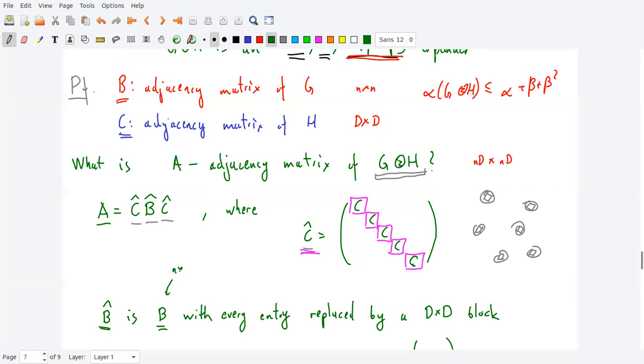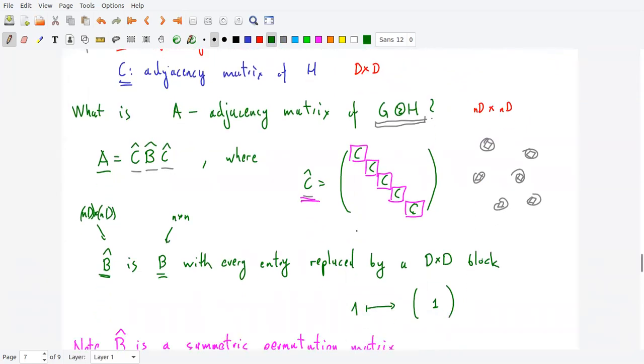However, this was an n times n matrix, and this is now an nD times nD matrix, where essentially every vertex is being dissolved into different vertices, and the edges are being rewired accordingly. So in particular, in the matrix form, this means that every entry of the matrix B is being replaced by a block of dimension D times D in the matrix B hat.